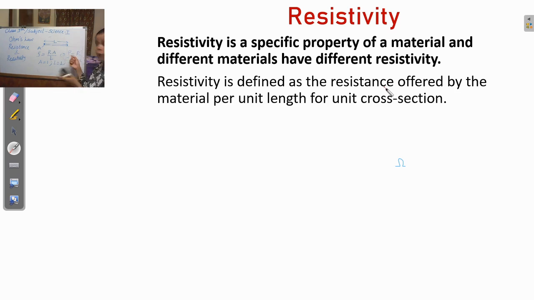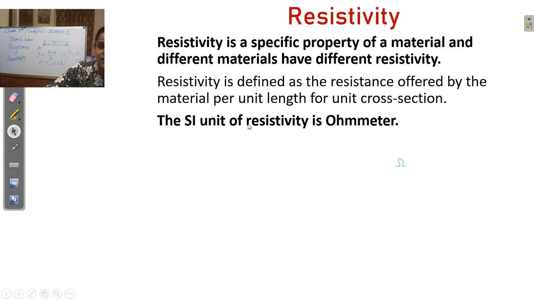So when we put A equals 1 and L equals 1, resistivity is defined as the resistance. Resistivity is equal to the resistance offered by the material per unit length and per unit area of cross section. Got it? Next, the SI unit of resistivity is ohm meter.